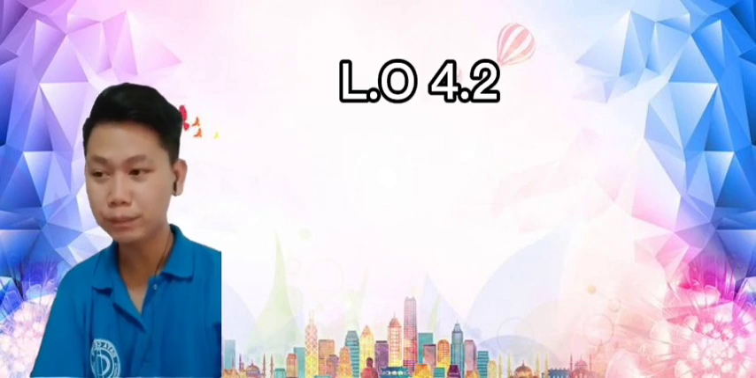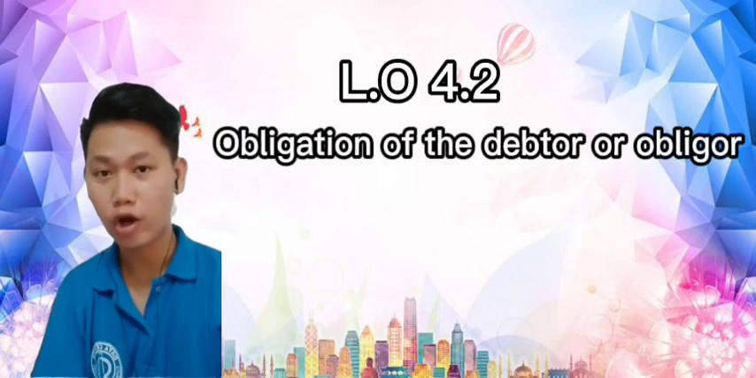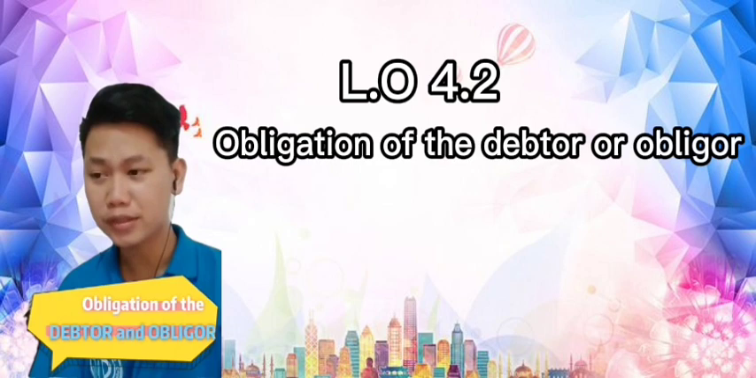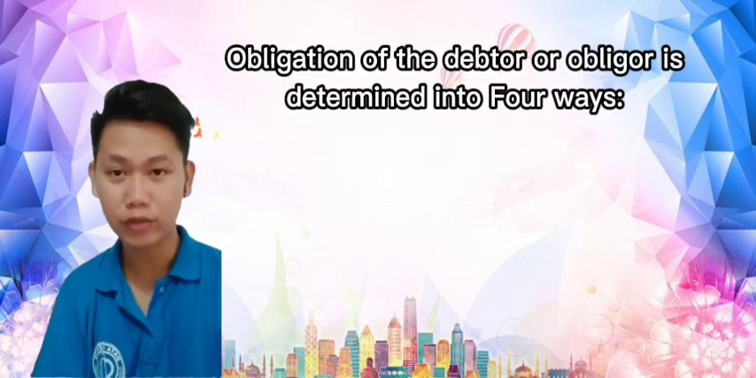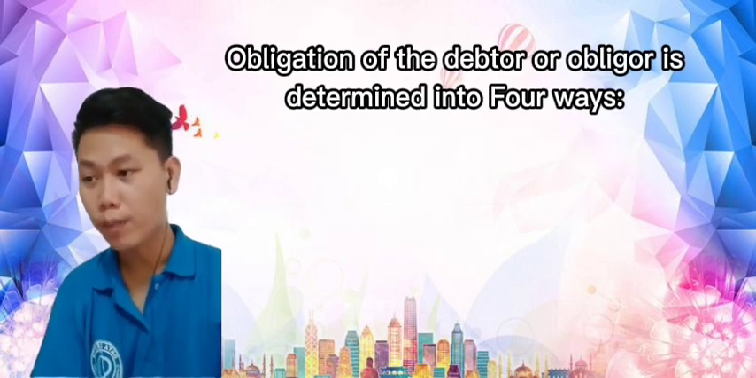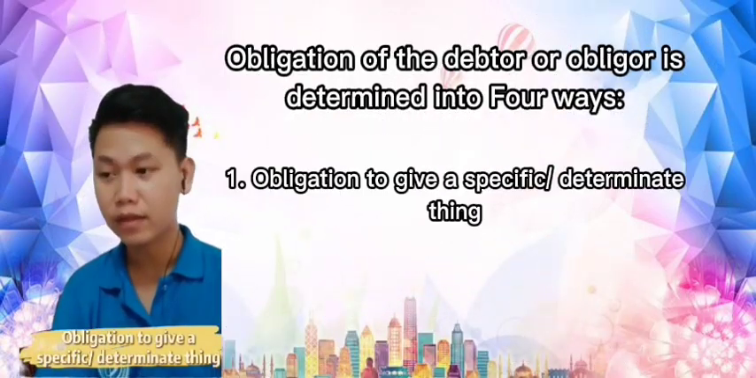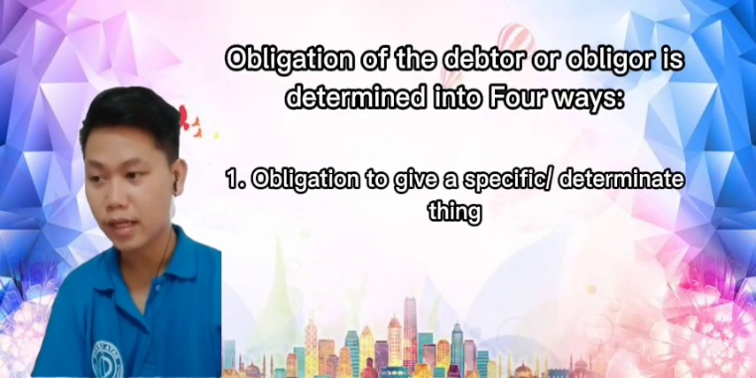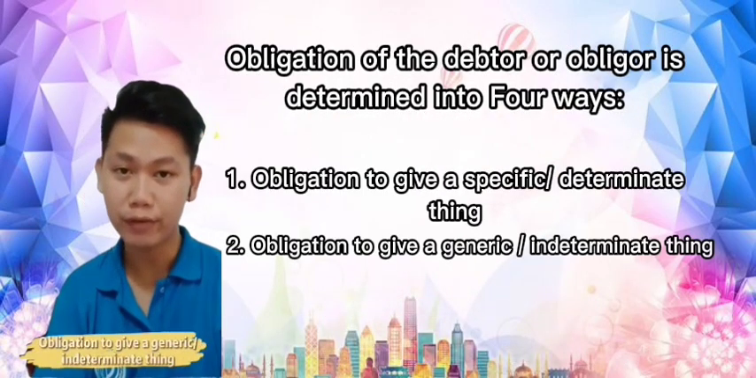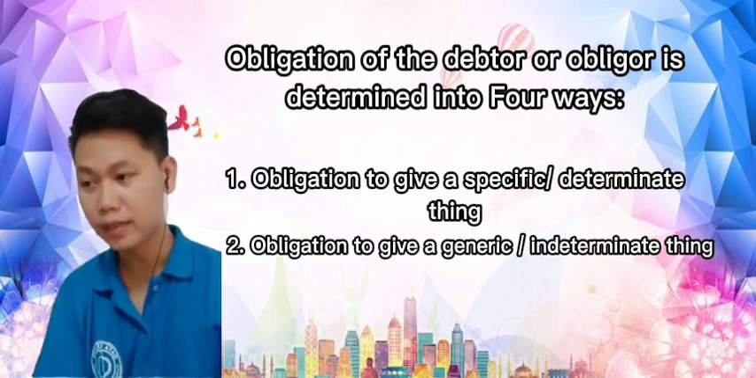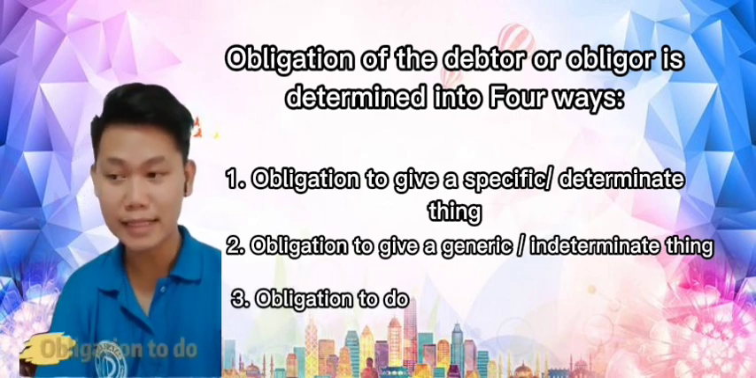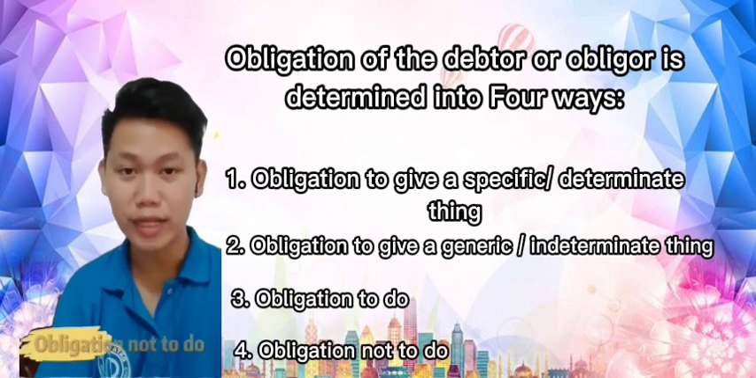Good afternoon, class. For today's lesson, I will be discussing Learning Objective 4.2, the obligation of the debtor and obligor, which is determined in four ways. Number 1 is the obligation to give a specific or determinate thing. Number 2 is the obligation to give a generic or indeterminate thing. Number 3 is the obligation to do, and lastly, the obligation not to do.